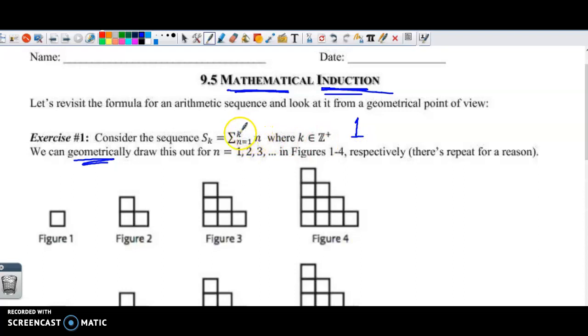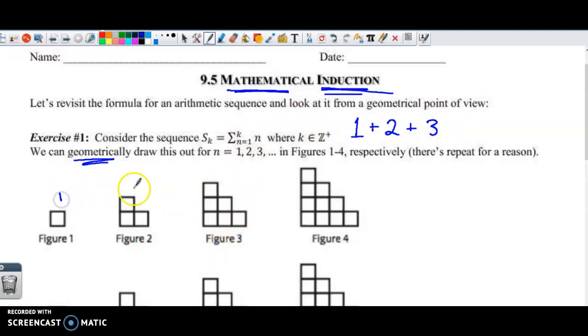So for instance, what this is saying is that if n is 1, well, I guess I should be talking about k. If k is 1, then we're just adding 1 together, so there's one box. But if k equals 2, then we start with n equals 1, and then we go to k equals 2. So 1 plus 2 equals 3. If we had k equals 3, it would be 1 plus 2, and we stop once we get to k equals 3. So you can see there's a total of 6 here.